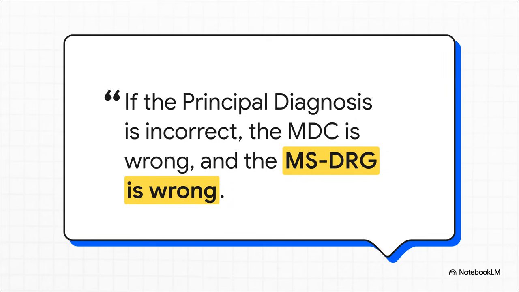And guys, if you get this translation step wrong, the ripple effect is just massive. The official coding guidelines state it bluntly: if the principal diagnosis is incorrect, the major diagnostic category is wrong, and the entire MSDRG is wrong. If a coder were to just code chest pain instead of the acute MI, both the hospital's reimbursement and the patient's severity profile would be entirely, completely inaccurate.